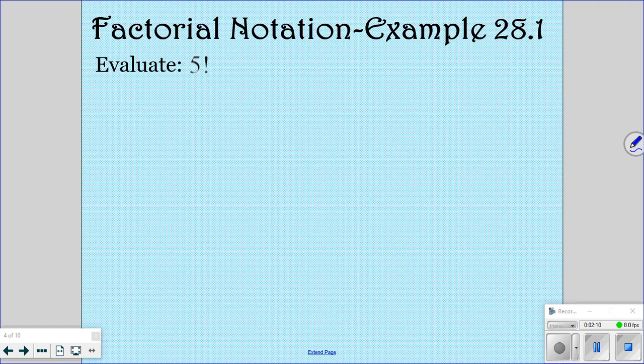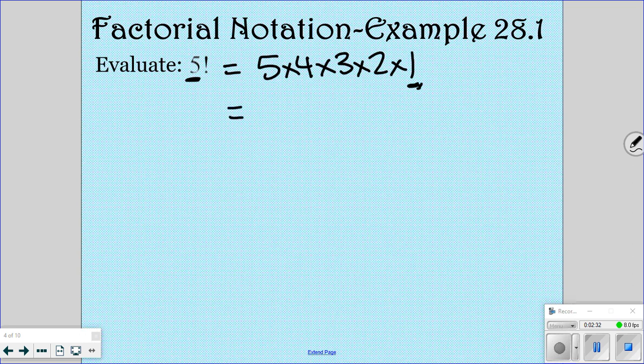That's called a factorial. And so whenever it says 5 factorial, what that means is that we have 5 times 4 times 3 times 2 times 1. You start with the number they give you, and then you go down with every whole number until you get to 1, and then you stop. And so then you're just going to multiply. So 5 times 4 times 3 times 2 times 1 should give you 120. And so that would be your answer.